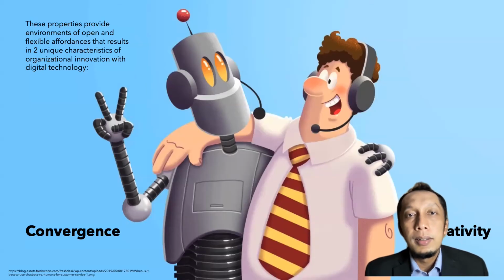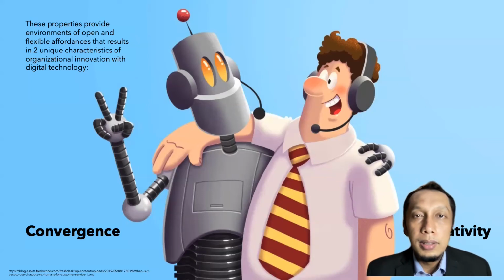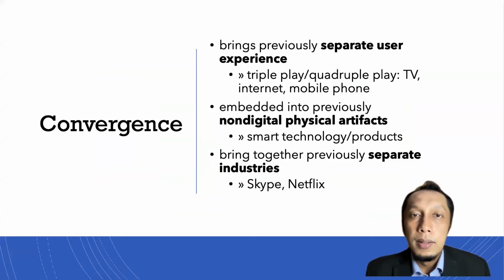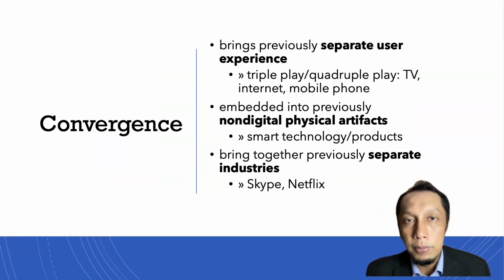Now, what are the results of this von Neumann architecture and data homogenization? Essentially, the results of these two fundamental aspects of digital technology are convergence and generativity. What is convergence and what is generativity? Convergence means bringing previously separate user experiences together. Previously, if you wanted to watch a football match, you had to turn on your TV. If you wanted to make a phone call, you had to dial your telephone. But nowadays, you can do everything using your mobile phone.